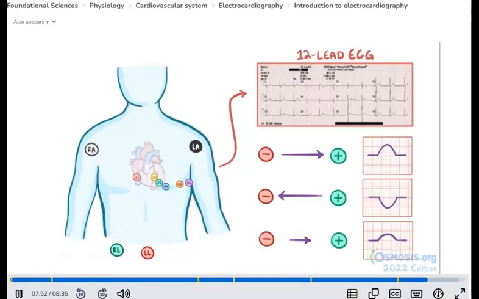The point of being able to get different views of the heart is that it makes it easier to see how the wave of depolarization moves, which provides valuable information about the heart's structure and function.